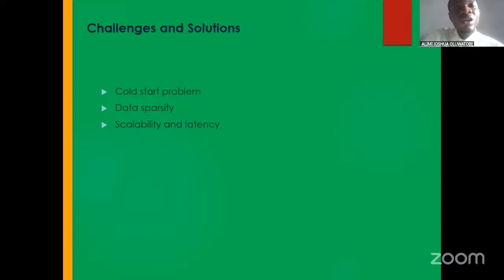We also have the challenges and the solutions. The cold start problem: new users or items have little or no data, so the solution gives information about popular items. We also have data sparsity: most users interact with only a small fraction of available items. And also we have scalability.